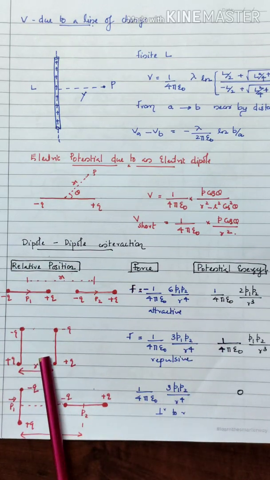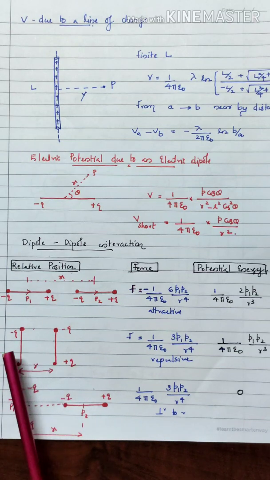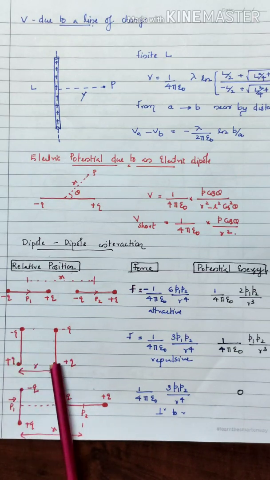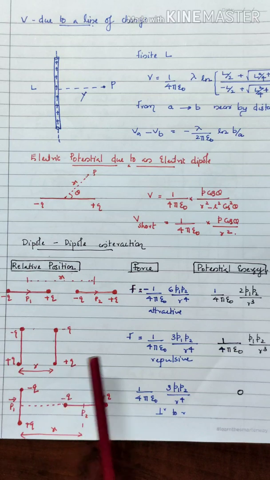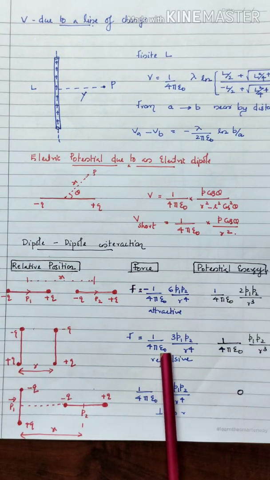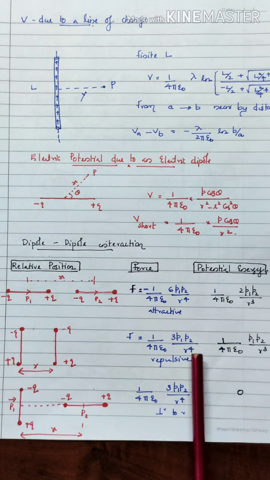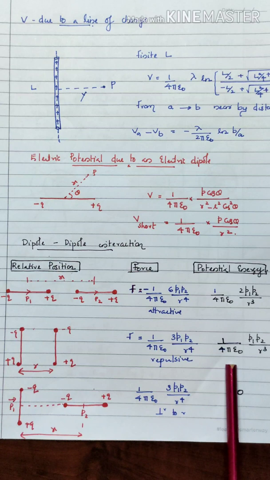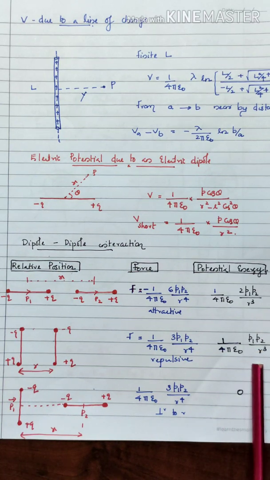And here the force of interaction, when they are aligned like this one, parallel, and with a repulsive force, is given by F equal to 1 by 4 pi epsilon 0 3 P1 P2 by R raised to 4, and their corresponding potential energy is 1 by 4 pi epsilon 0 P1 P2 by R cube.